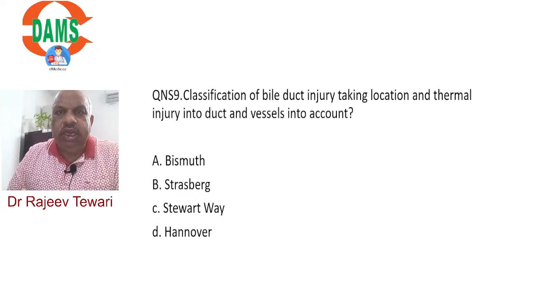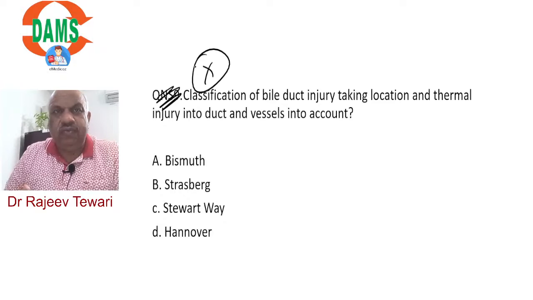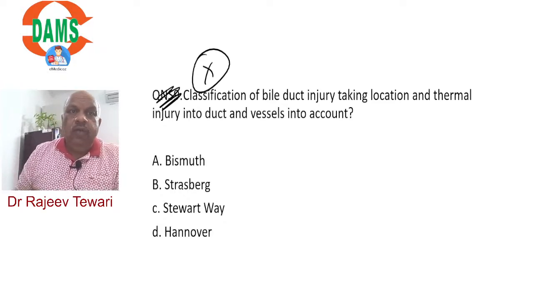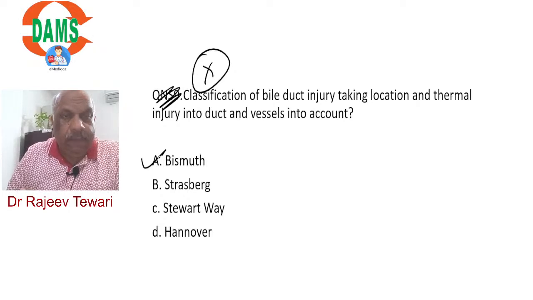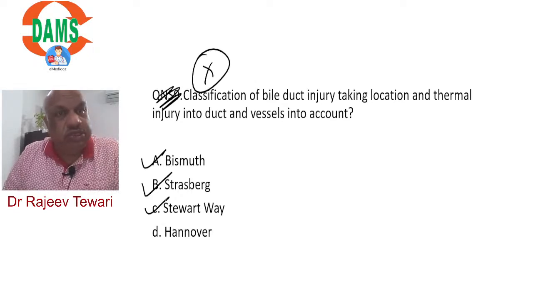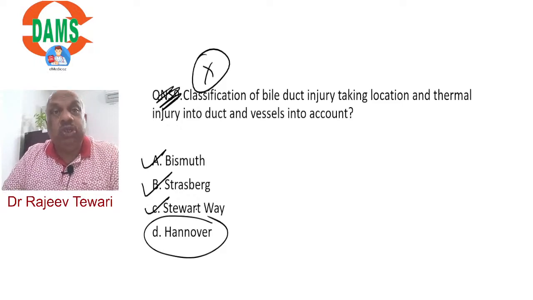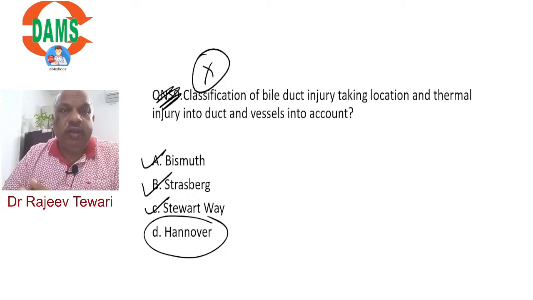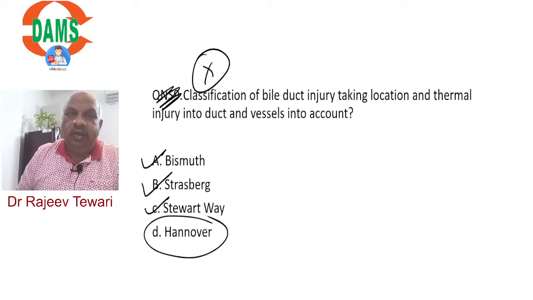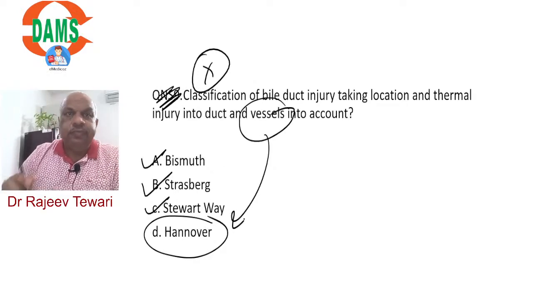Classification of bile duct injury, taking location and thermal injury into bile duct and vessel into account. You see, this question I would say is a very, very useless question to ask from an undergraduate student. We discussed Bismuth 15 years ago. Then we switched over to Strasberg 10 years ago. Then a new classification came, Stewart-Way, which is not yet being asked. Hanover is a relatively new classification which is not followed in India or not given in your textbook. So it is not fair to ask Hanover from an MBBS student. Unfortunately, the answer for this is Hanover, where the vessel is taken into account, which is why Hanover is the answer.